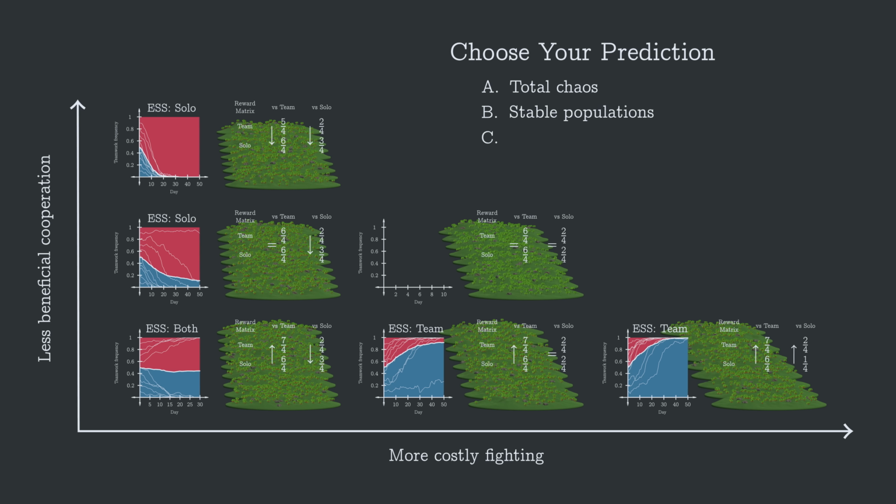Or maybe the team blobs will do better in more of the worlds because there's just better rewards when everyone's cooperating. Or it could be that I'm baiting you with all of these and it's none of them, in which case, say what you think is going to happen.